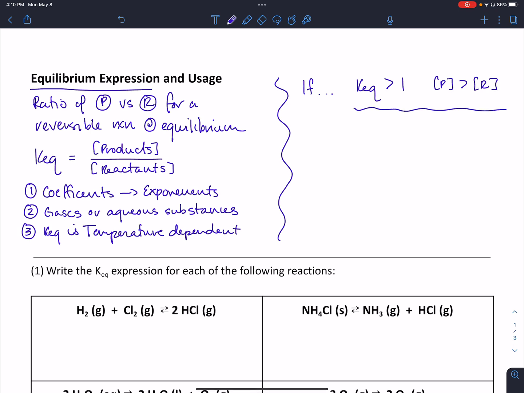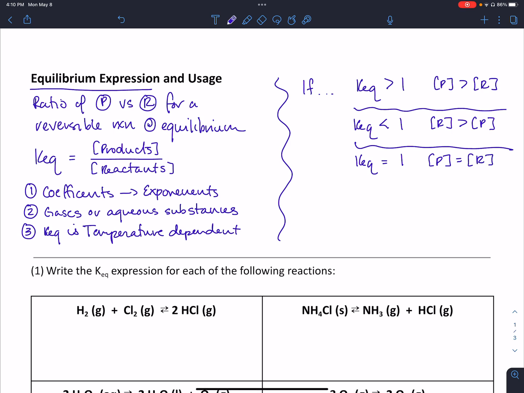If instead our Keq value is less than 1, then we have the opposite situation. The denominator of our Keq expression must be greater than the numerator, so the amount of reactants must be greater than the amount of products. And then finally, under certain situations, we may find that Keq equals 1. When this happens, that's okay. It just means that the amount of products is equal to the amount of reactants that are present.